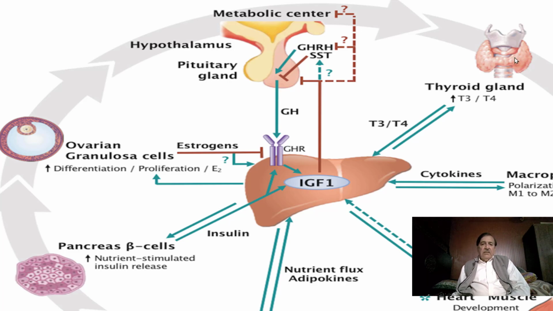You can see that when it acts on the thyroid, it produces T3, T4, and when it acts on thymus, it produces immune cells and hematopoiesis, develops the muscles, the skeletal muscle and also the heart muscle, mobilizes fat from the adipose tissue, increases secretion of insulin from the pancreas, and when it acts on the ovary, it causes differentiation and proliferation.